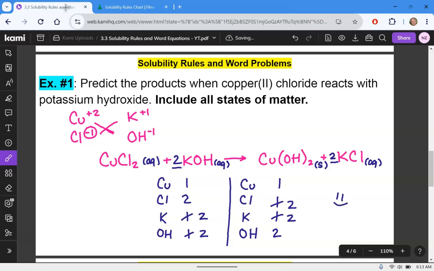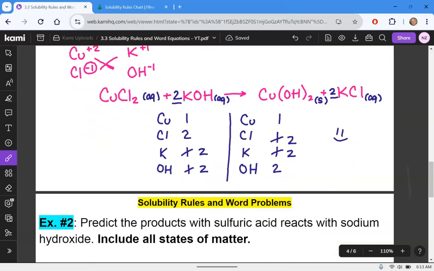So there's our first equation. We predicted the products, we predicted the states of matter, and then we went ahead and balanced it. Let's move on to the next one.